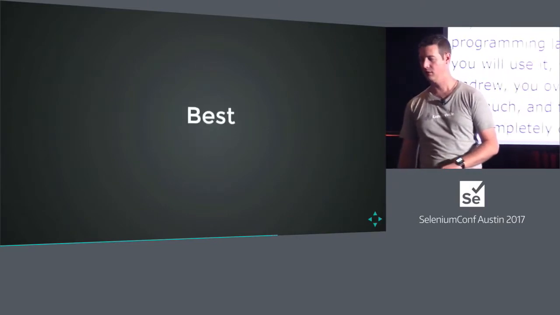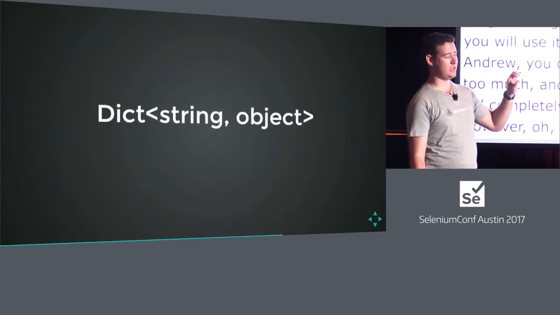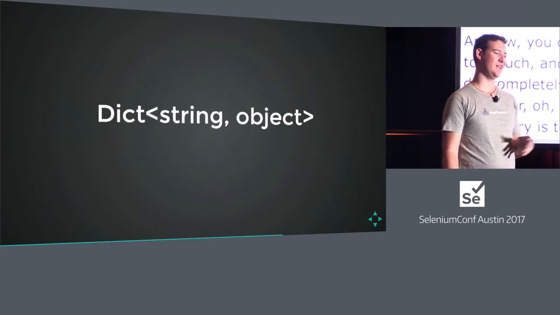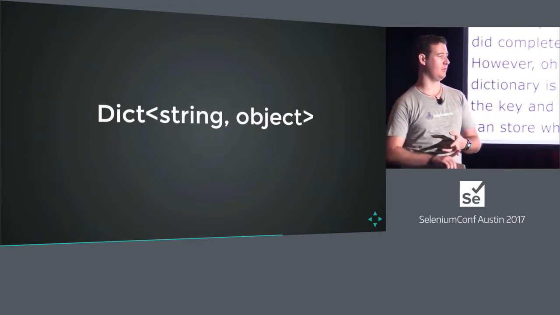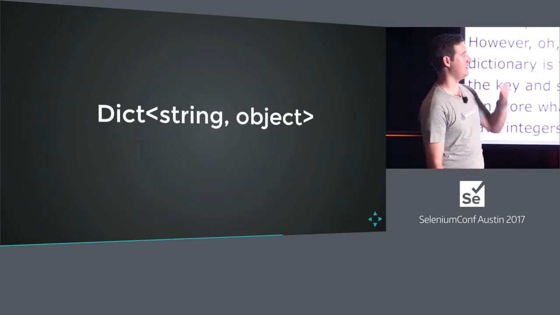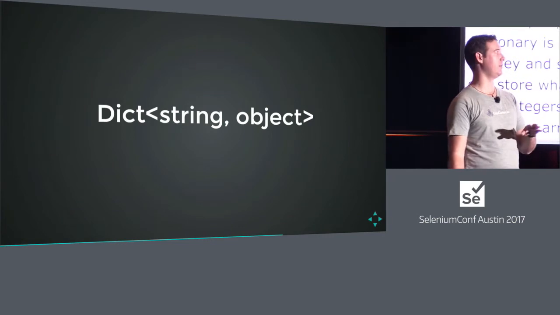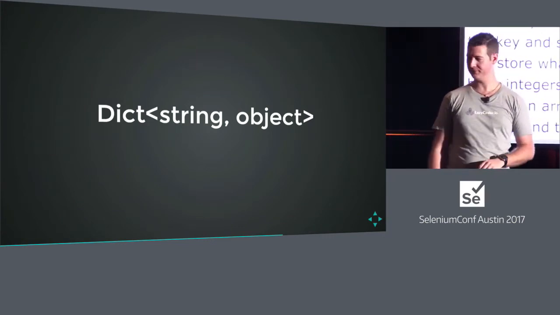However, the best way to set up your dictionary is to have it set up for a string as the key and store an object. That way you can store whatever data you want. You have integers, you have strings, you might send it an array. It doesn't matter, it always takes it, and you can just call it back whenever you want. And don't worry, you'll see this later.